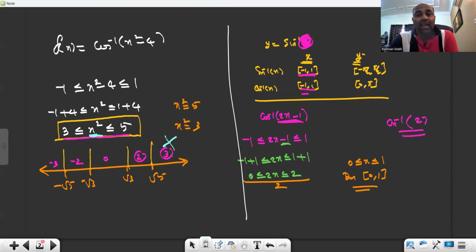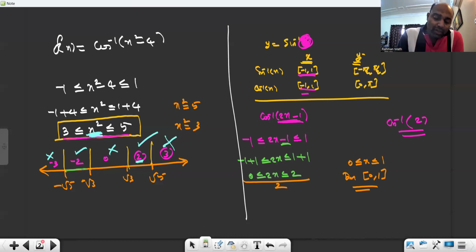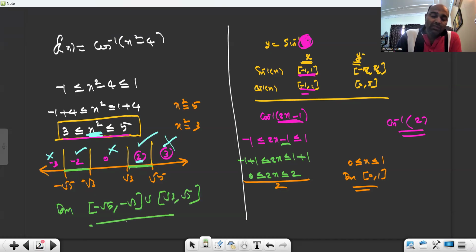Because 3 square is 9, and 9 does not lie between. Next, 2. 2 square is what? 4. Yes, satisfied. 0 square, does not lie. 0 is not between 3 and 5. Rejected. -2 square, satisfied. This one. So your answer will be from here to here union from here to here. That only is satisfying. So the domain is -√5 comma -√3 union √3 comma √5. This will be your answer.